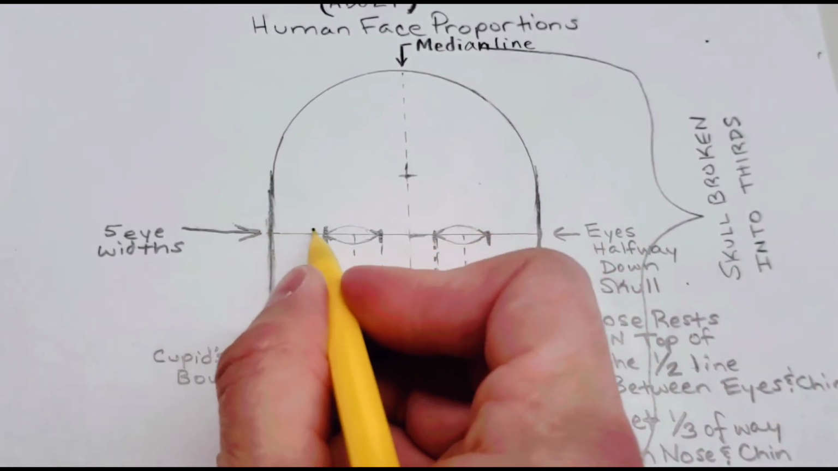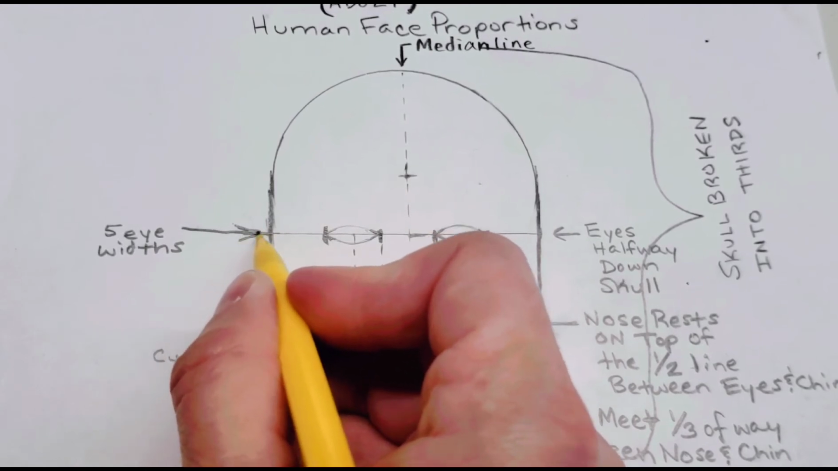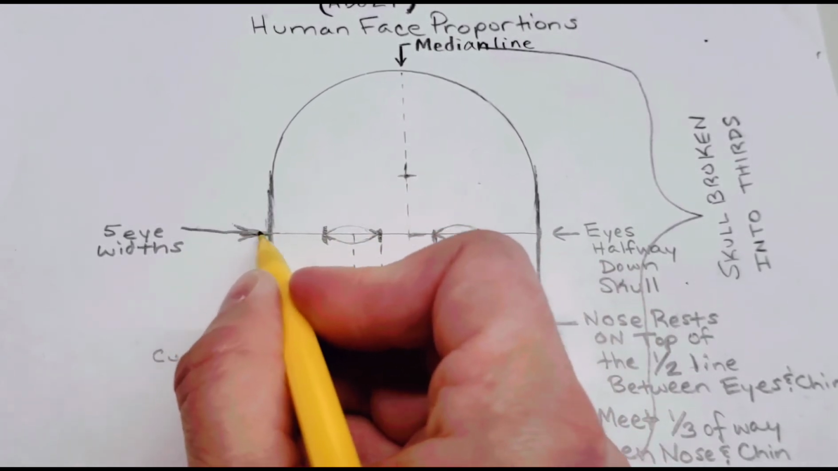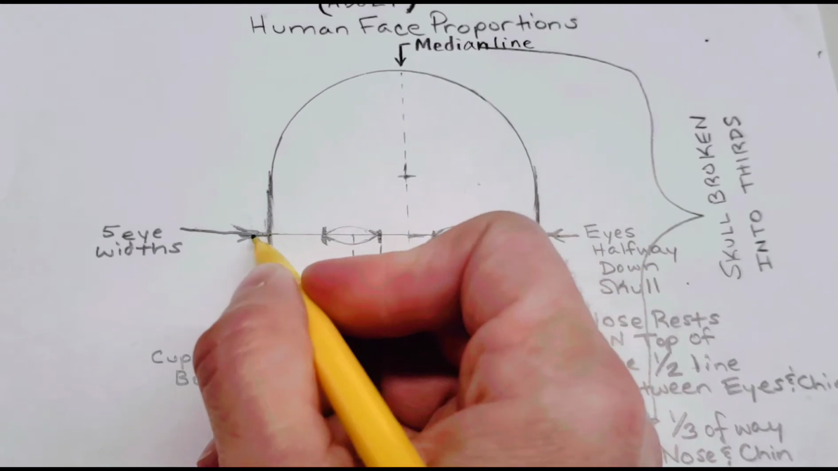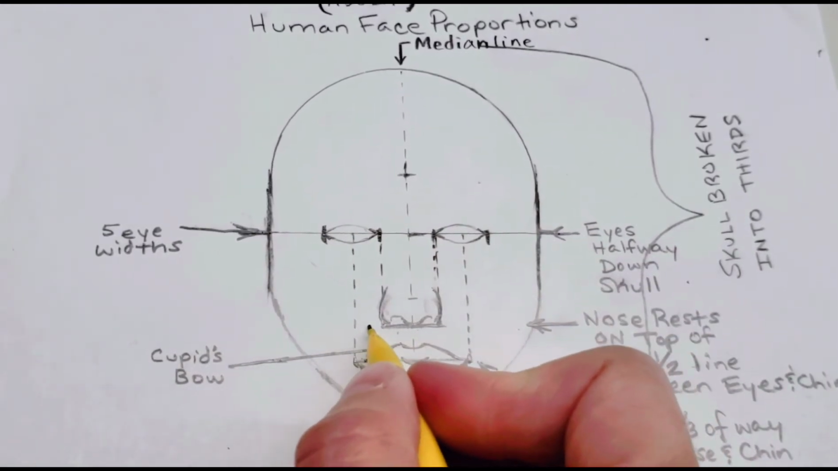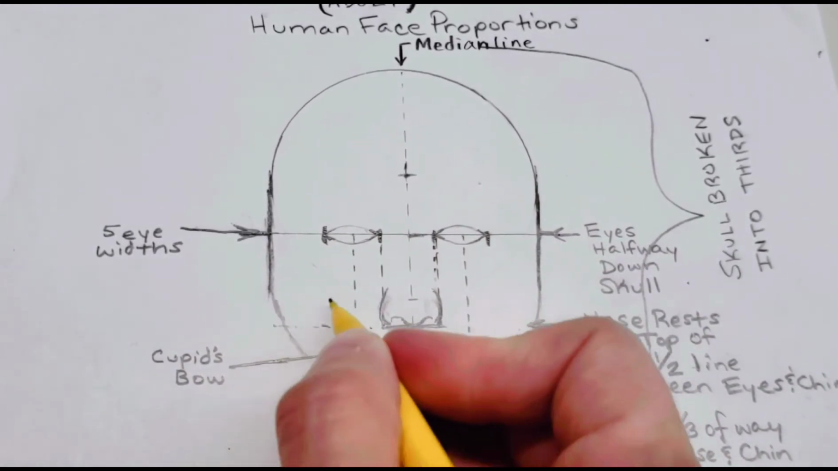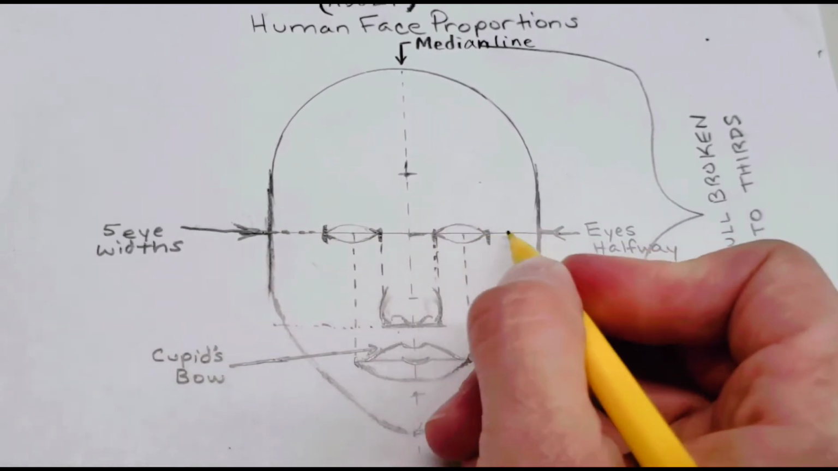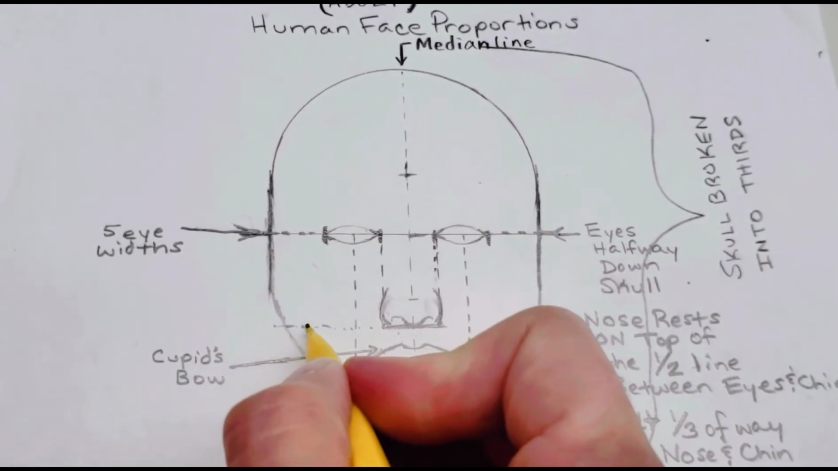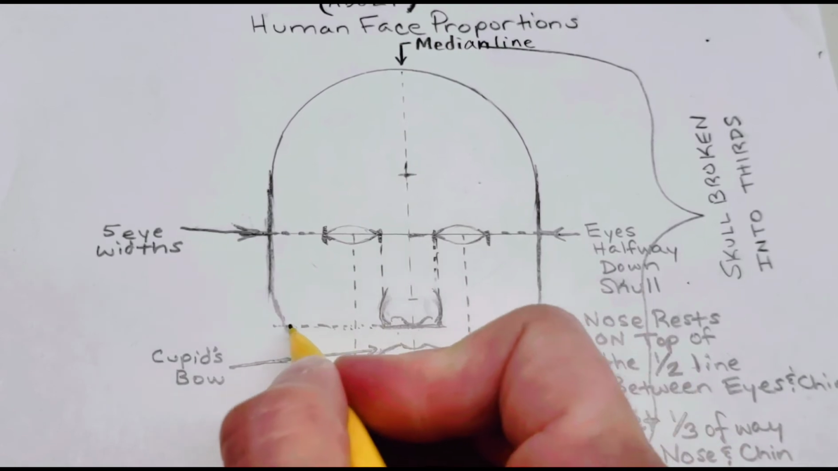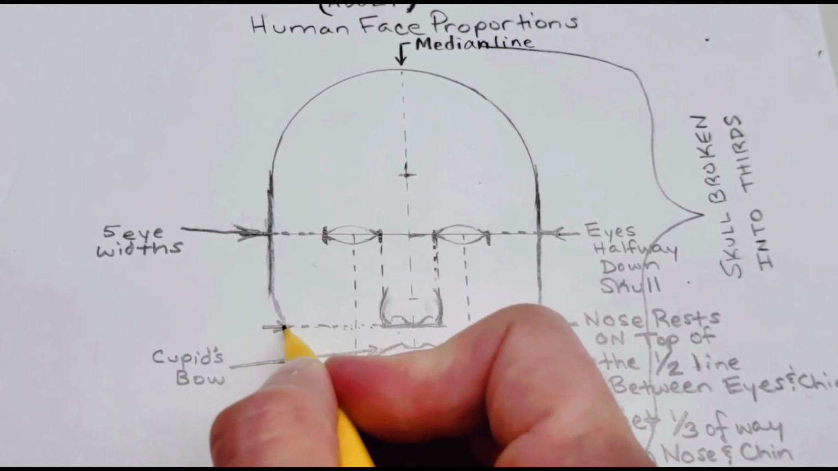The next thing to know about are your ears. Your ears line up with right about your eye level on both sides like this, and right about the bottom of your nose. So I'm going to do these little dotted lines so you know that they line up with your ears.